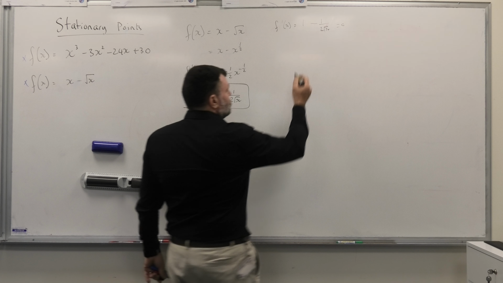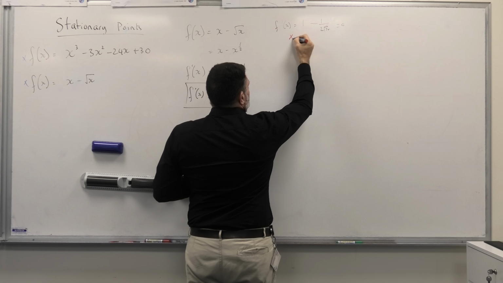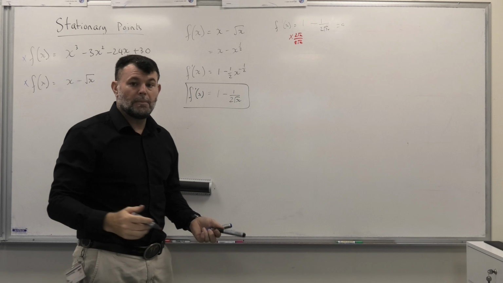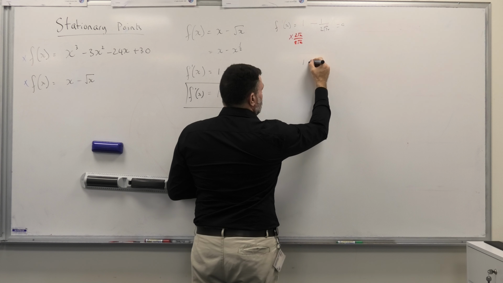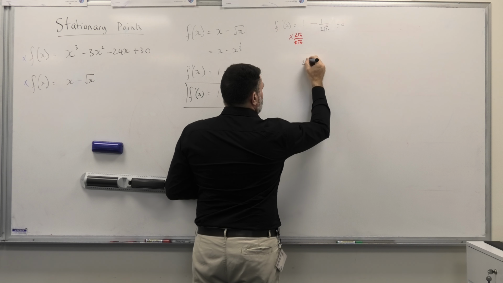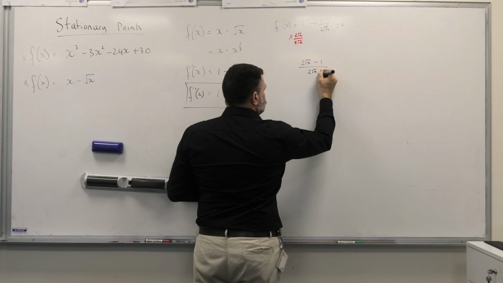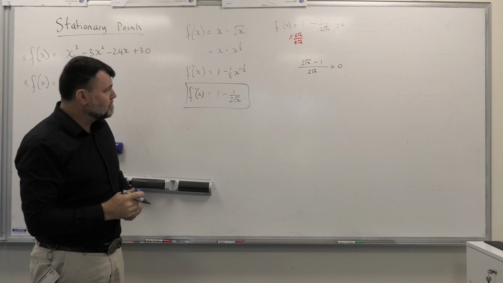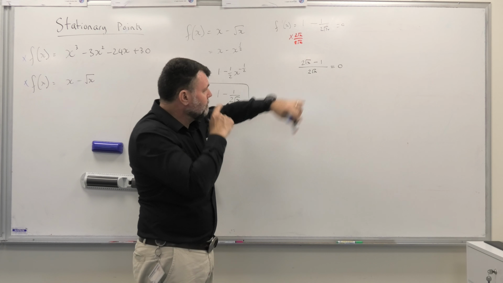So what I can do here is I'll notice that this here is a fraction. I could multiply this side here by 2 root x over 2 root x, because then I have a common denominator. If I do that, I now have 2 root x minus 1 all over 2 root x. And now I can equate that to 0. It allows me then to be able to have this root x there, what I'm looking for.